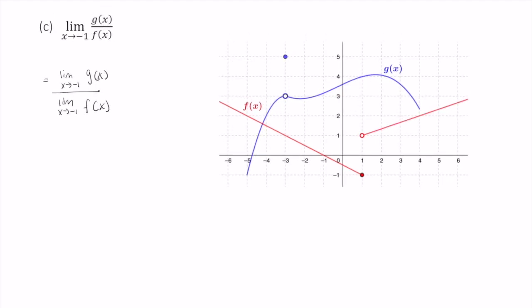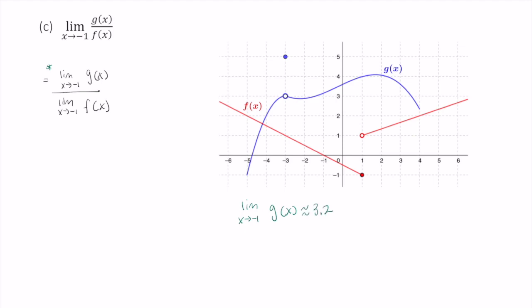We can evaluate these limits independently, so let's begin with this one in the numerator here. That is the limit as x approaches -1 of g of x. And let's see what's happening. As we approach -1, g of x approaches about, I'd say 3.2. It's a little bit above 3, so I'm going to say approximately 3.2.